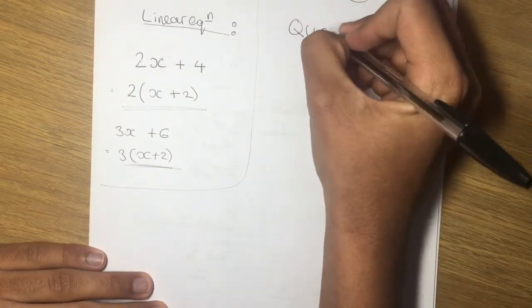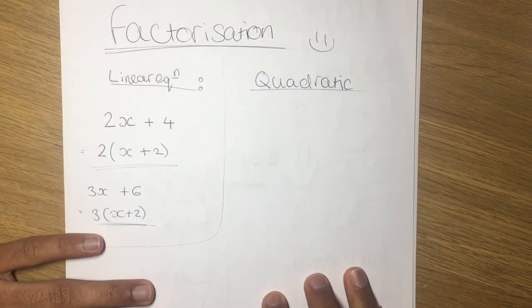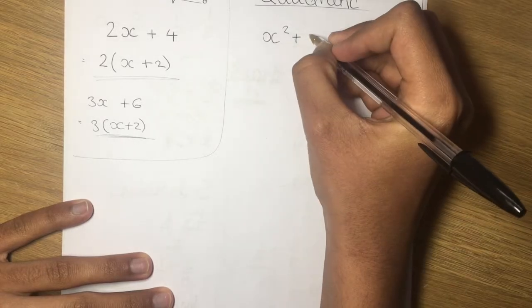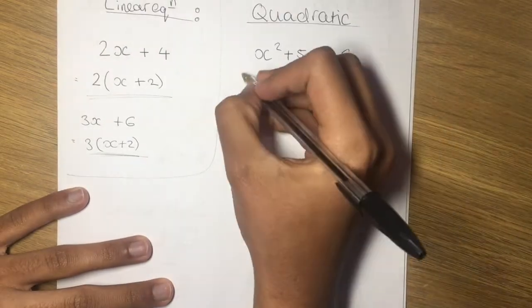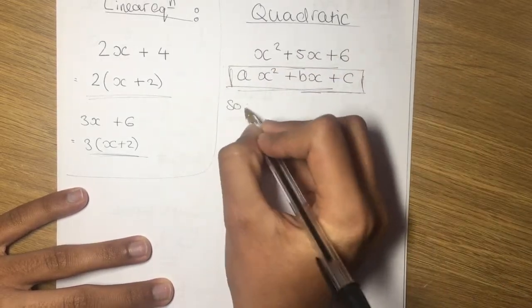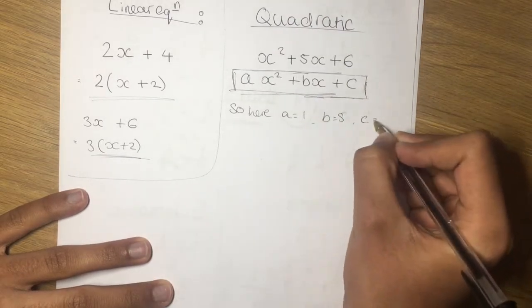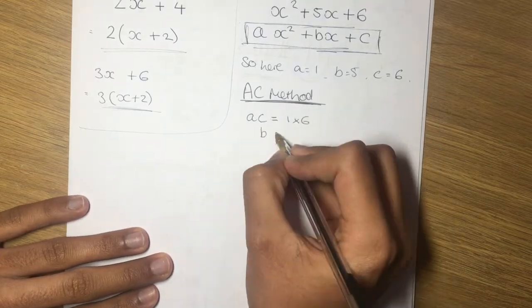Now let's start off with quadratics. In a quadratic, you could usually factorize this via the AC method. So in this example, we write it as ax squared plus bx plus c. Now in this example, we've got x squared plus 5x plus 6. So here, a is 1, b is 5, and c is 6. So here, ac is 1 times 6 and b is 5.